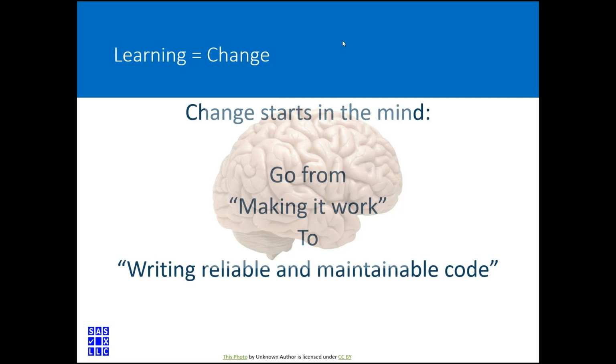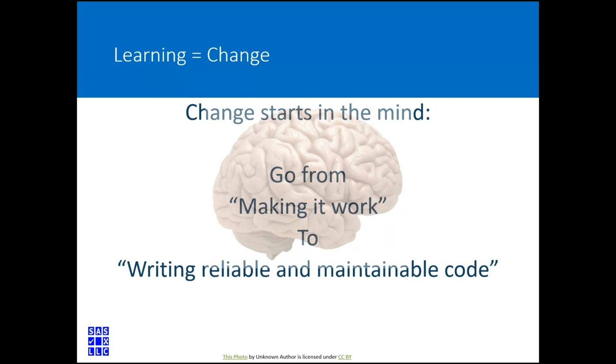And that's all good, but it really starts in your mind, and we have to change our mindset from making it work to writing reliable and maintainable code. It's subtle, but it's a big difference. And that will then drive the actions that you take. When you're just trying to make it work, it's okay to produce spaghetti code because it doesn't matter. But when you're thinking long-term about writing reliable, maintainable code, we'll avoid that spaghetti code because we know that's not reliable and maintainable.